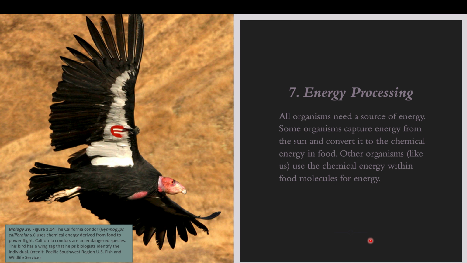Okay, and then the last property of life we're going to discuss here is energy processing. All organisms need a source of energy. Some organisms capture energy from the sun and convert it into chemical energy in food, which would be plants as the main example there. Others, like us, use chemical energy within food molecules for energy. This image also came from your book. This is a California condor, and it uses chemical energy derived from food to power its flight. California condors are an endangered species. This bird in particular has a wing tag that helps biologists identify this individual.